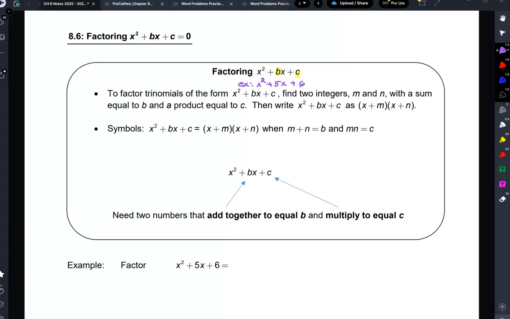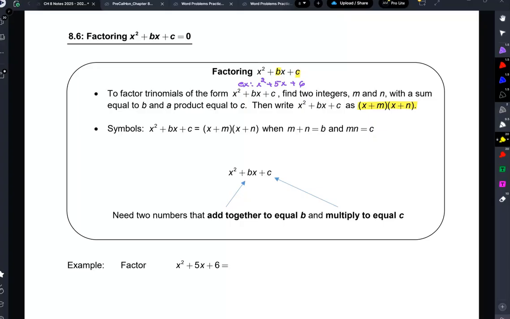And factoring means we're going to come up with two things that when you FOIL them gives you back x squared plus 5x plus 6. The form in which we factor into is going to look like this: x plus something or x minus something. Now, what is important is this.